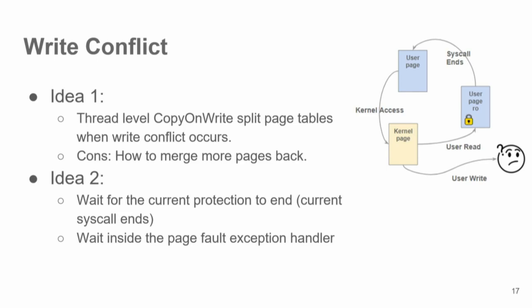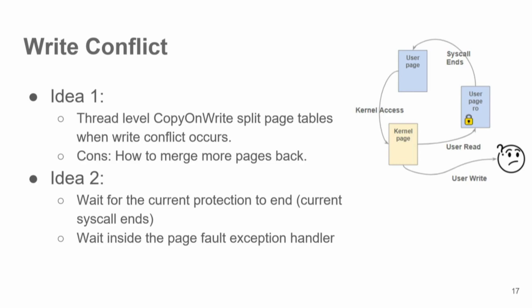And we need to try to solve this thing. So we protected the page already, but what if some user thread really wants to write to this protected page? Because it could be global variables in that page, or we know threads share heap memories. So we thought about how to solve this problem, solve the write conflict. At the beginning, we thought we probably could implement a thread-level copy-on-write mechanism. So when other threads try to access this protected page, we split page tables and give them an actual physical page.